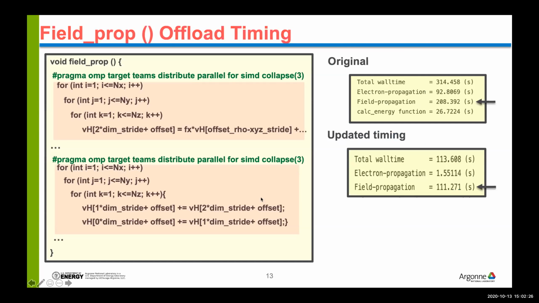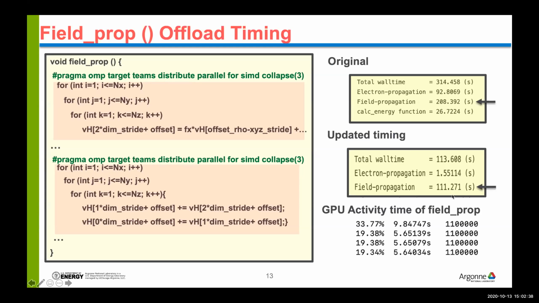Okay, this shows the timing of this field propagation offloading, and we see a significant drop from 200 to 100 seconds. However, looking at the GPU activity shows that the host-side timing is still larger than the kernel time, which means kernel launch overhead is significant. Hence, to reduce the kernel launch overhead, we tried asynchronous offload of these loops.